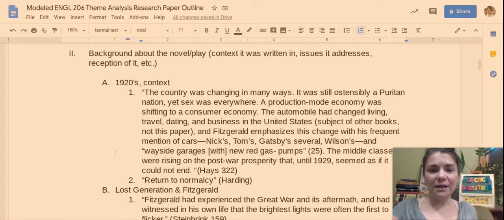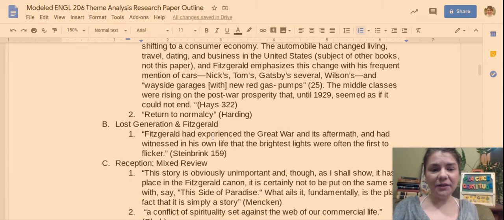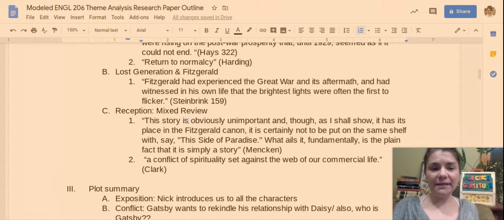So I just copied and pasted it all so I knew to come back to it. I'm giving some context about the 1920s specifically, and this comes from my research. This was a quote that came from one of the journal articles I had, but then I am also including a quote from a speech by Warren Harding when he ran for president.